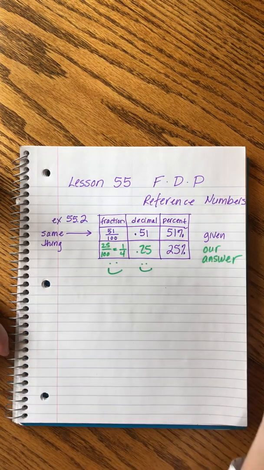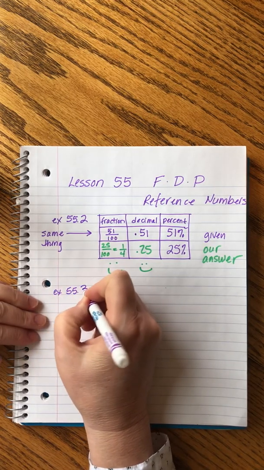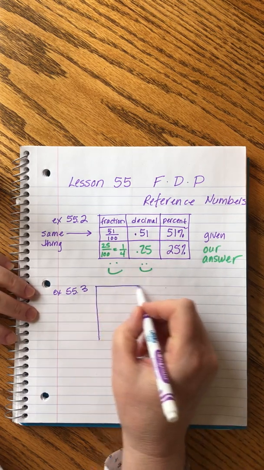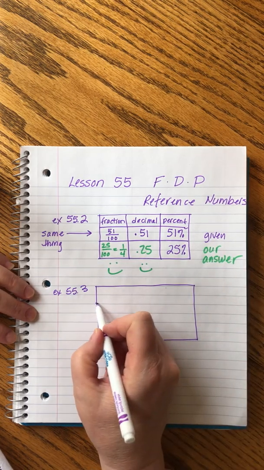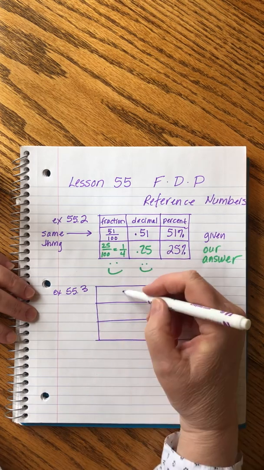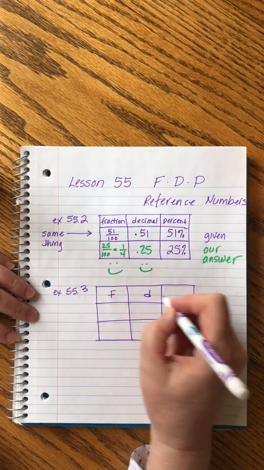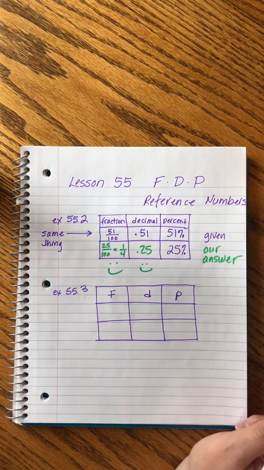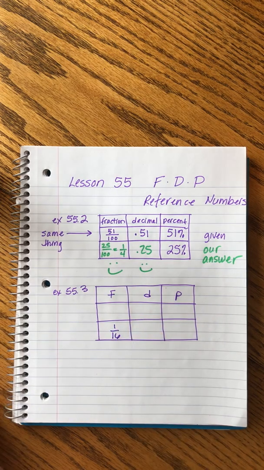Okay, another example. Complete the table, begin by inserting the reference numbers. So again, I draw the chart. I need to make 3 rows. The columns are always the same. Fraction, decimal, percent. I abbreviate. I don't want to write it out every time. That's too much. And what I'm given is a fraction. This is what I'm given, 1 over 16.